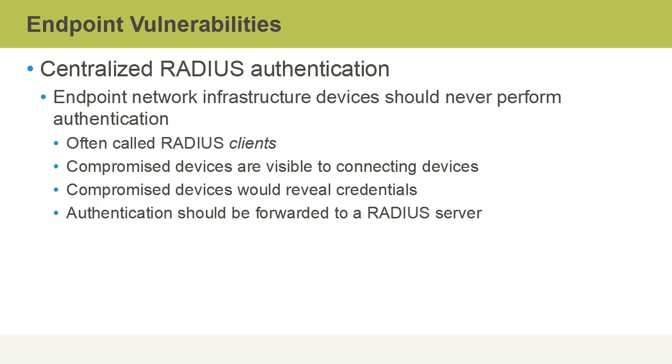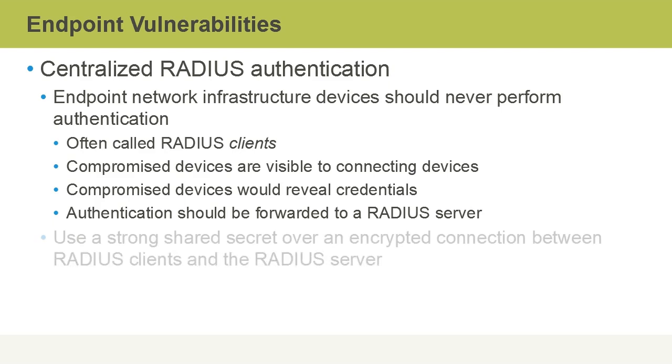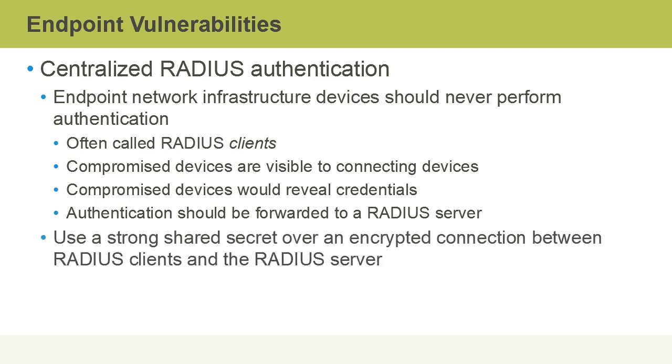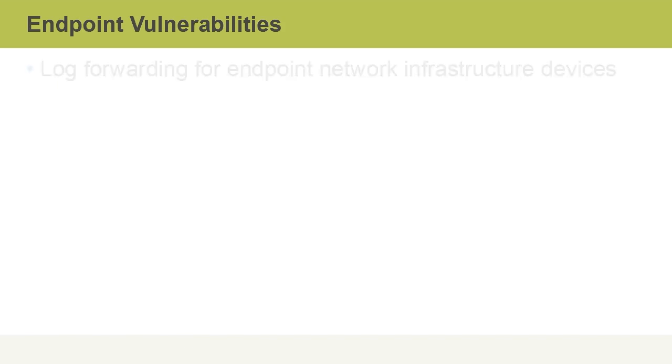Now, the problem here, potentially, if things like wireless routers were to do actual authentication, if it were compromised, then it would reveal credentials. So instead, authentication should be forwarded from RADIUS clients to a RADIUS server. RADIUS clients will authenticate to the RADIUS server using a shared secret that gets configured. So naturally, to harden that, we should be using a strong shared secret over an encrypted connection.